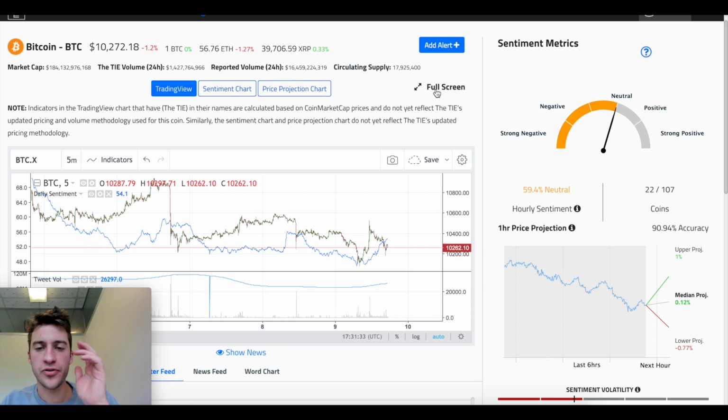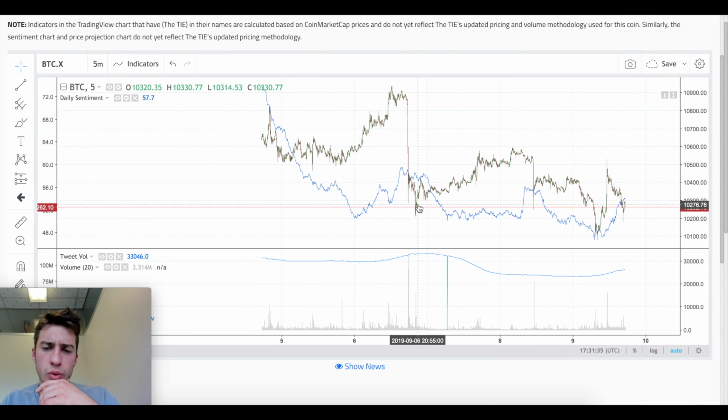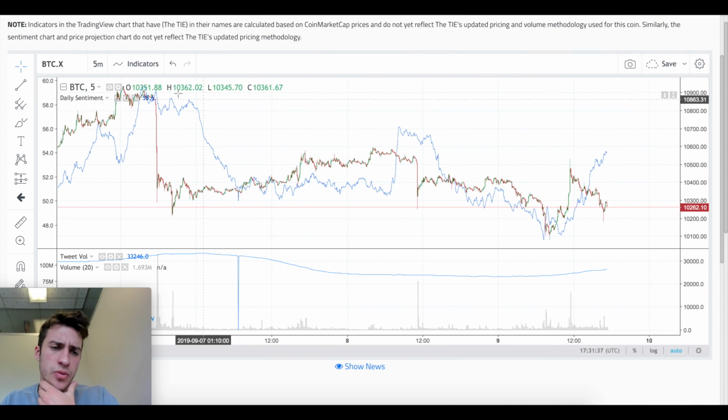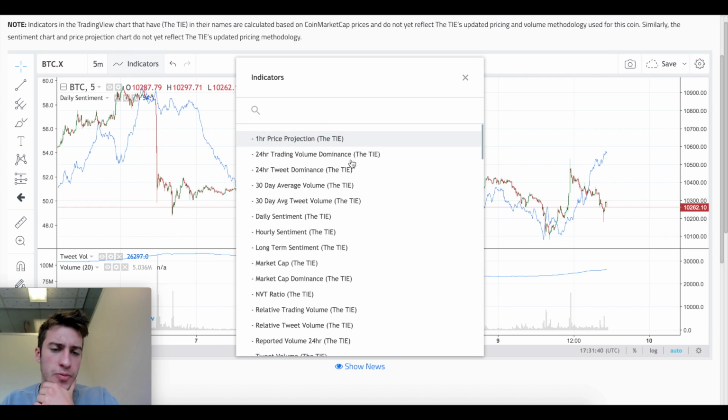All right, guys, that's going to be it for today. Really cool site that I had found. I think someone else had mentioned this one to me before. A lot of other things you can look at, like even shorter term sentiments, very long term sentiments, NVT ratios, and stuff that I kind of showed before.